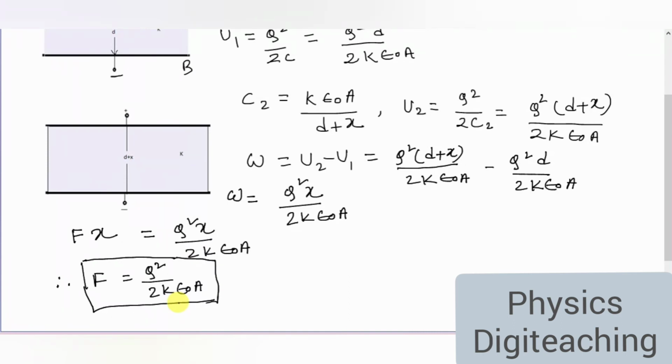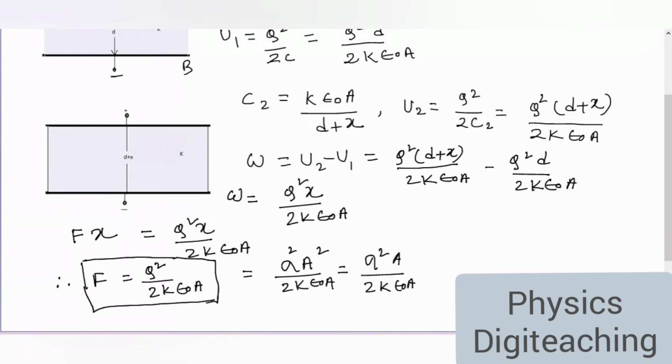Now if we substitute the charge Q equals sigma into A, as sigma is the charge density, we get sigma square A square by 2K epsilon naught A, and we get sigma square A by 2K epsilon naught. This is the force.